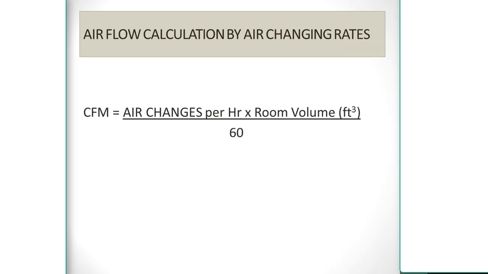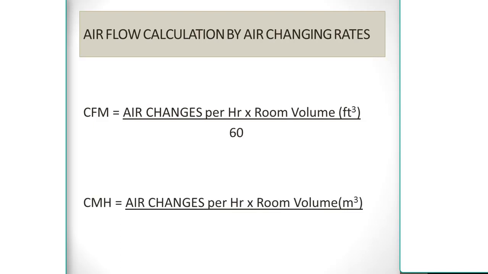Airflow calculation by air changing rates. There is a formula to calculate the CFM airflow. CFM is equal to air changes per hour multiplied by room volume in cubic feet divided by 60. Here 60 is the conversion of hour to minute. CMH, that is cubic meter per hour, is equal to air changes per hour multiplied by room volume in cubic meter.